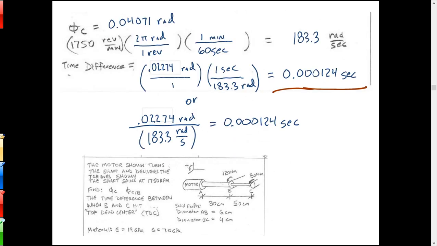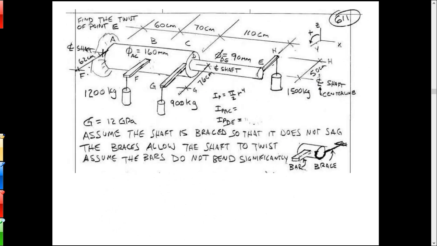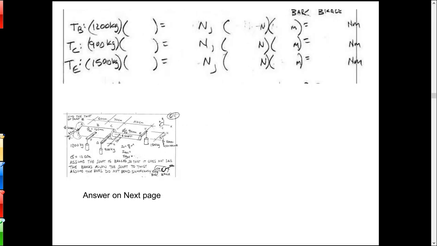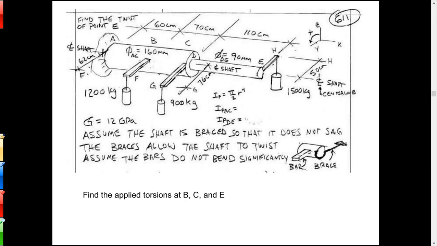All right, so that's that one. Okay. 611, why don't you just find the applied torsions at, we don't need to overkill this, how about just at E? What's the torsion at E? If you hang a mass on an armature like that, on that shaft, what torsion will it create at E? Why don't you see if you can figure that out?